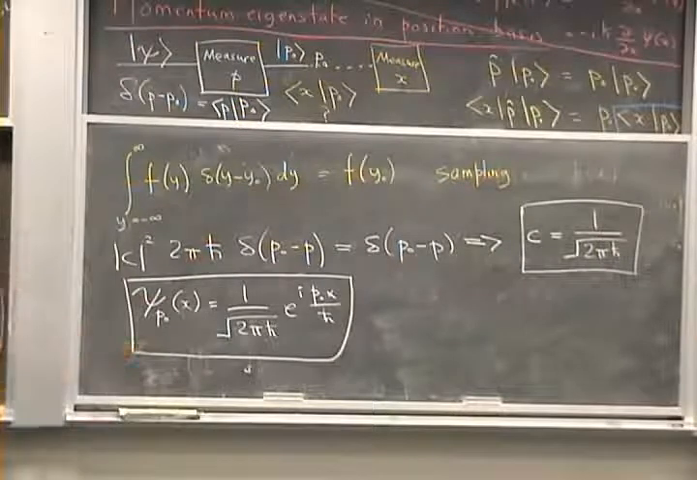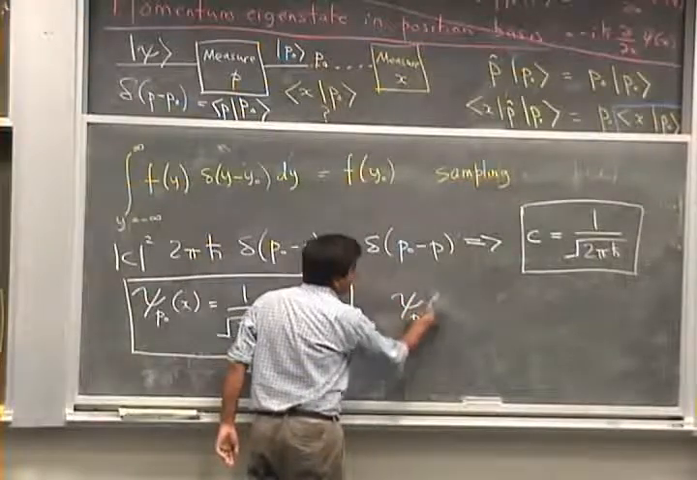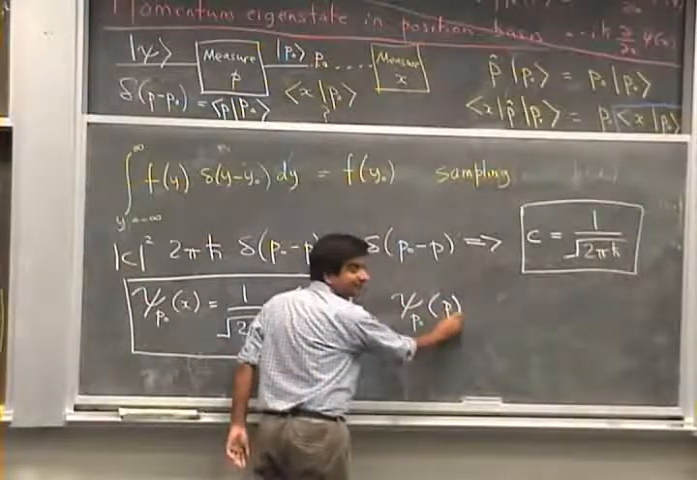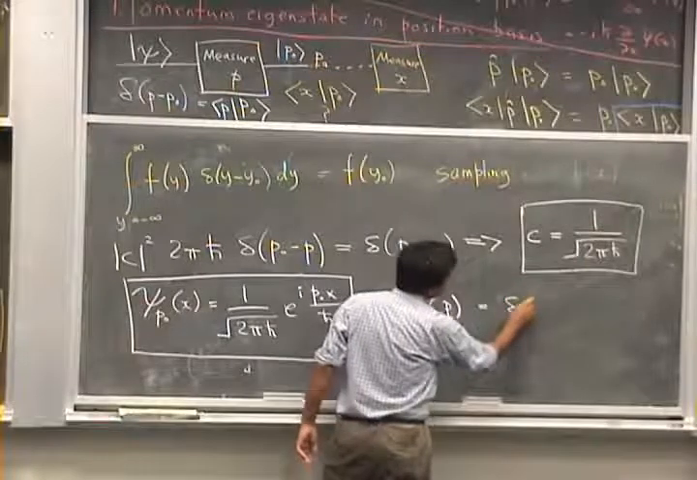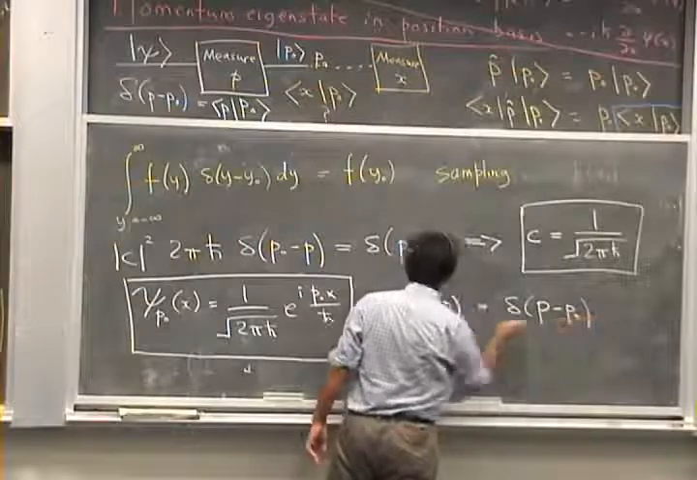And this momentum eigenstate in the position basis, the same quantum state in the momentum basis, is delta p minus p naught, or p naught minus p, doesn't matter.